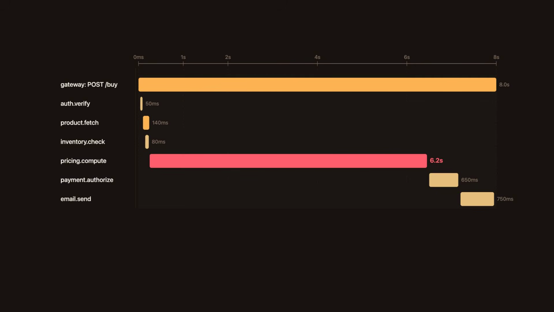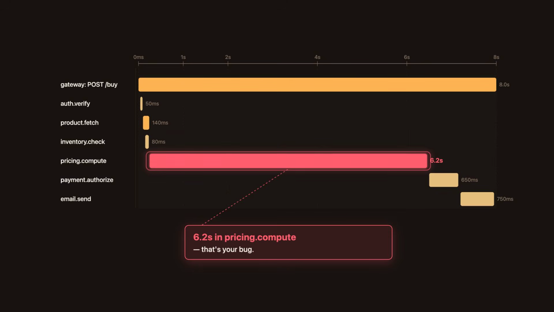Look at this trace. The gateway spans the full 8 seconds. Authentication, 50 milliseconds. Product lookup, 100. Inventory check, 80, and pricing. Pricing is 6.2 seconds long, a bar so wide it dwarfs every other span in the chart. The mystery evaporates. There's your bug. Whatever pricing is doing, that's what to look at next. No grep, no guessing, just one chart.